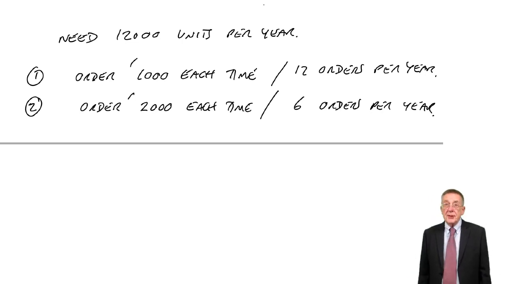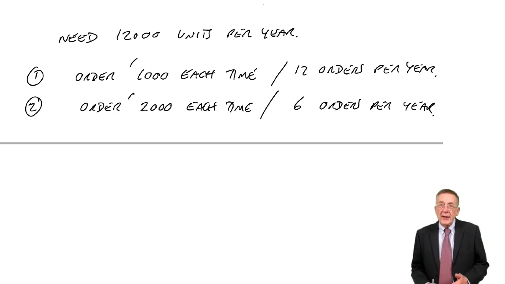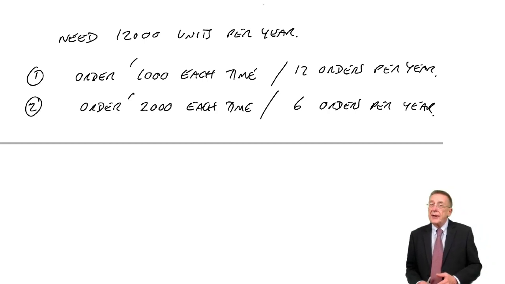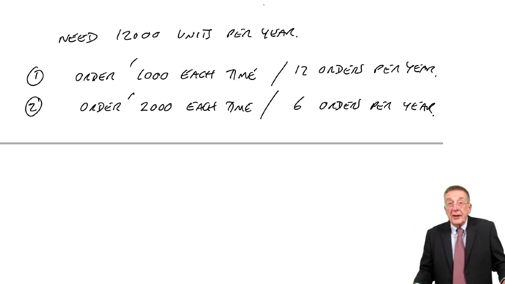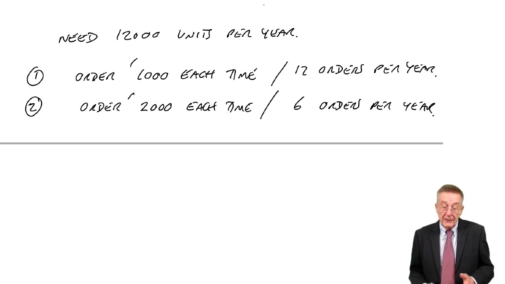Obviously, we're having to pay for these goods, but over a year, it's going to be the same whatever happens. You know, if these units are costing $5 a unit, over the year, we're going to be buying 12,000, and so we'll be paying $12,005 whatever happens.